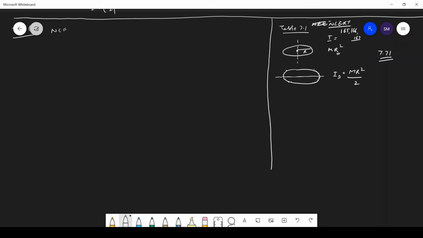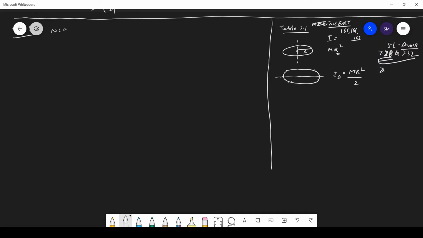7.28 to 7.32. So 7.28 to 7.32. We have these pages related with this concept.